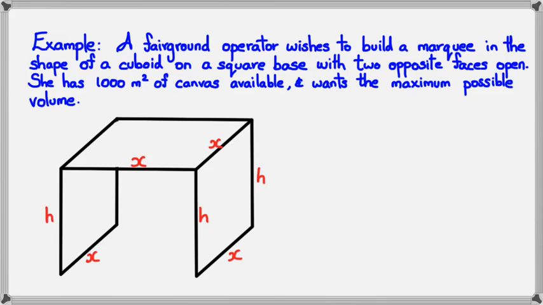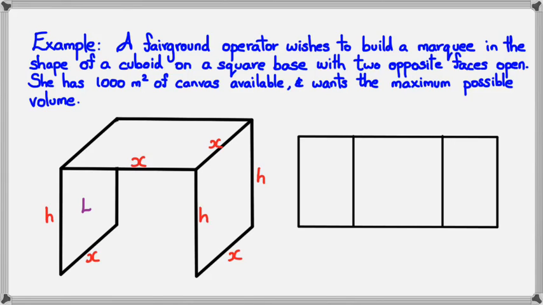So what we can do is make a net of this particular shape, and the net should look like this. That's the left side right there, that's the top and the right side. Here you have your left side, top, and right side. Now we just need to match up the measurements. So we've got h, we've got x, we've got h there. That's x. The only thing that remained is, imagine this pink outline. This is the amount of canvas that she has available. So the area of this pink rectangle is going to be 1,000 meters squared.